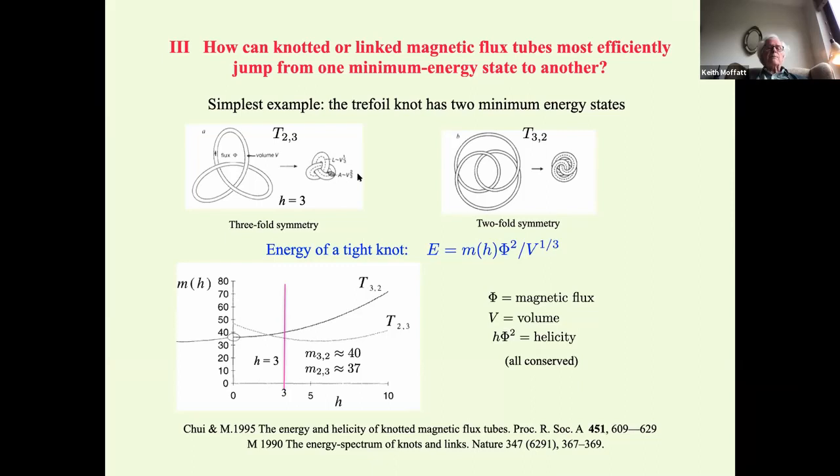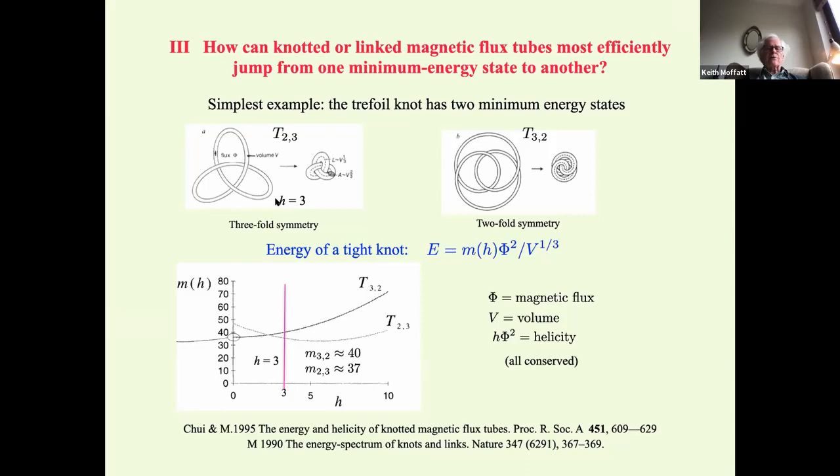During that process, there are two quantities that are conserved. One is the flux, phi, of magnetic field in the tube, and the other is the volume of the tube if this is happening in an incompressible fluid. There's also a helicity parameter that is conserved. Here I've taken H equal to 3. It rather corresponds to the three crossings of the trefoil knot, so that in the flattened position, there's no additional internal twist. That parameter is also conserved.